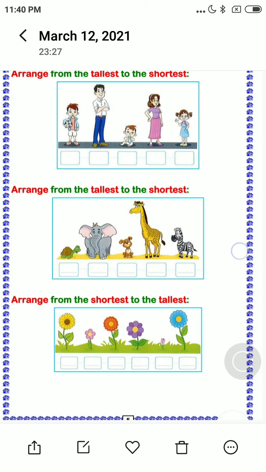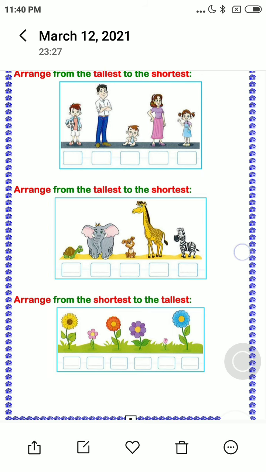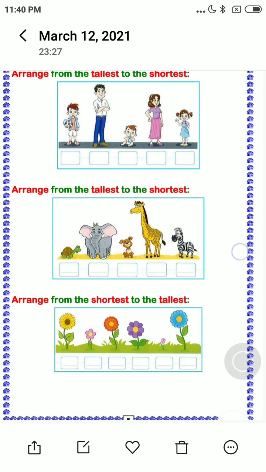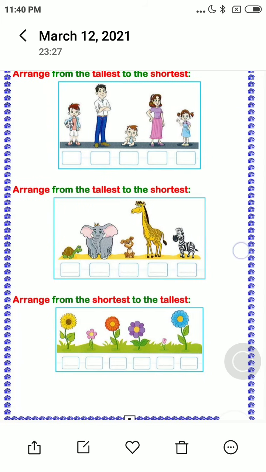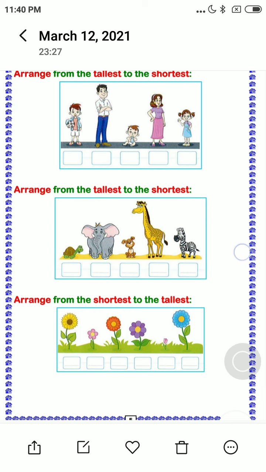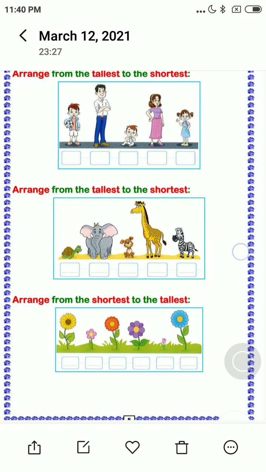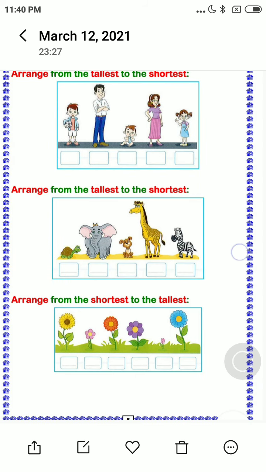Okay, number two, arrange from the tallest to the shortest. Same thing, we will do exactly as we did above. We will arrange these animals from the tallest to the shortest. It is very clear in the picture that the giraffe is the tallest, nothing is taller than it, so we will put number one under it. Okay, which is shorter than the giraffe? The elephant, right. So we will put two inside the square under the elephant.